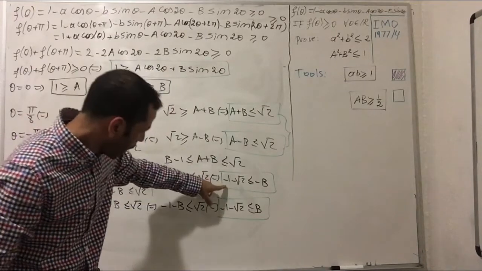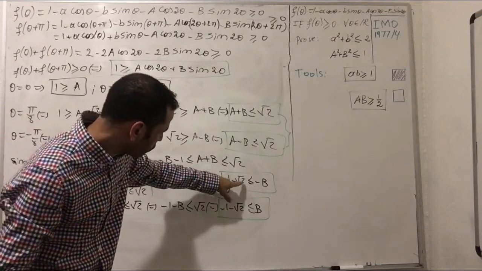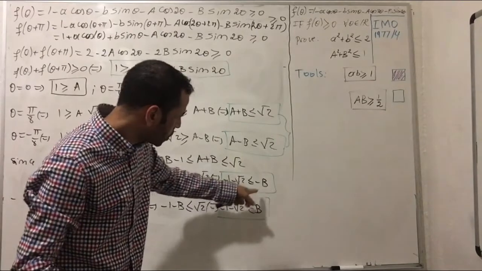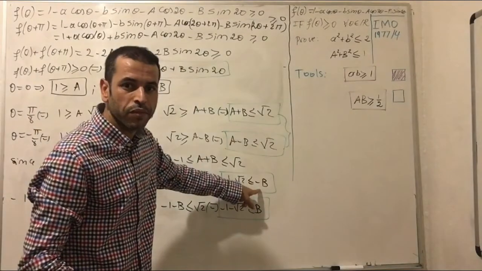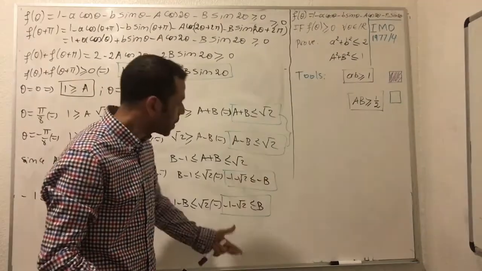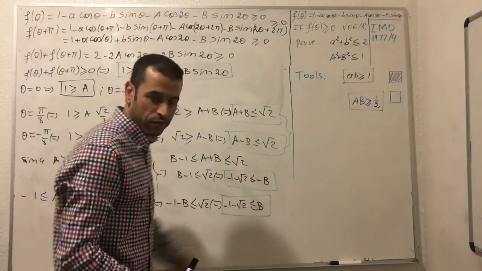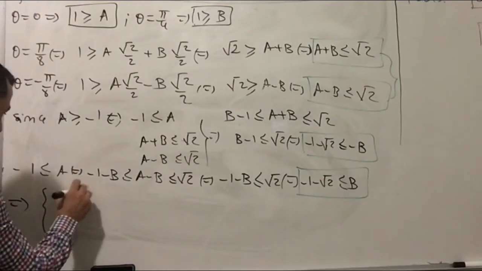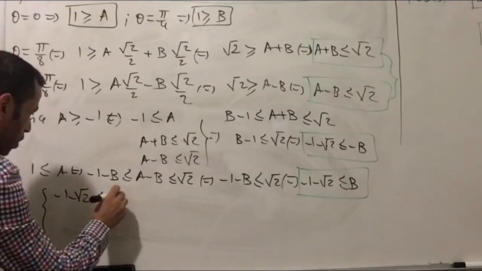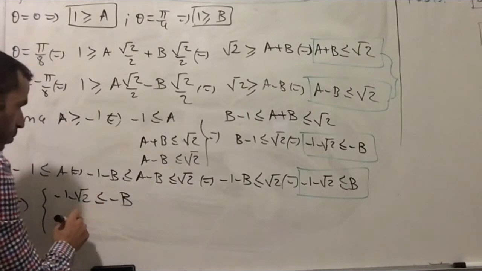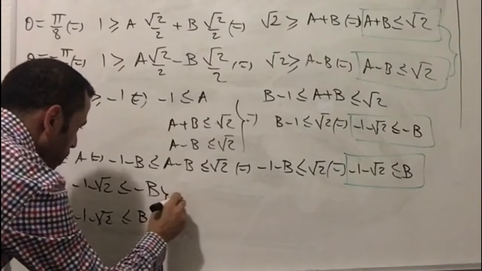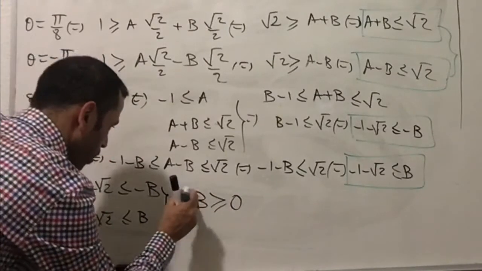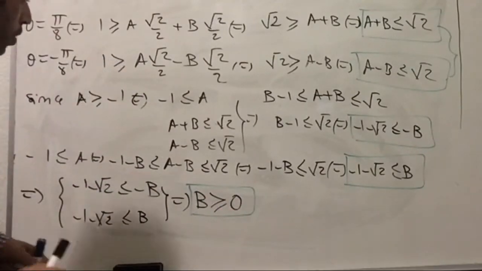But remember, I have the same number, minus 1 minus square root 2, in both inequalities. I have also the same number, but with different sign, okay? That means capital B is positive. Now, since I have minus 1 minus square root 2 inferior or equal to minus capital B, that means B is superior or equal to 0, positive, okay? That's what I'm looking for.